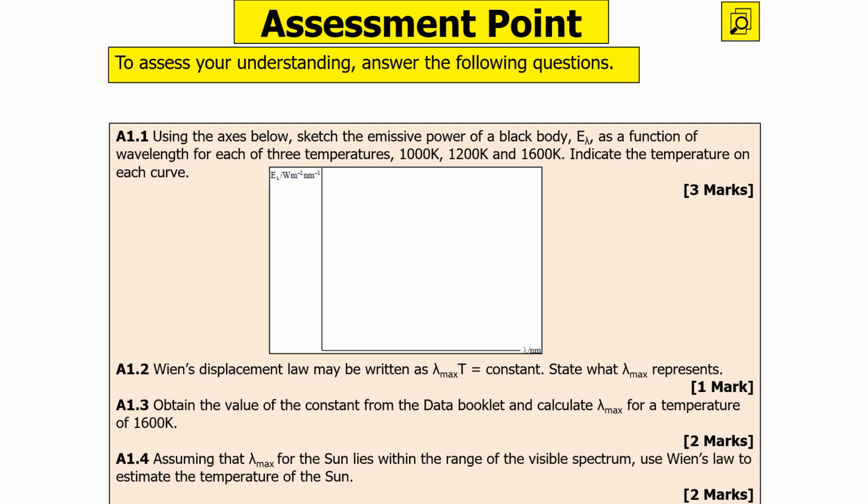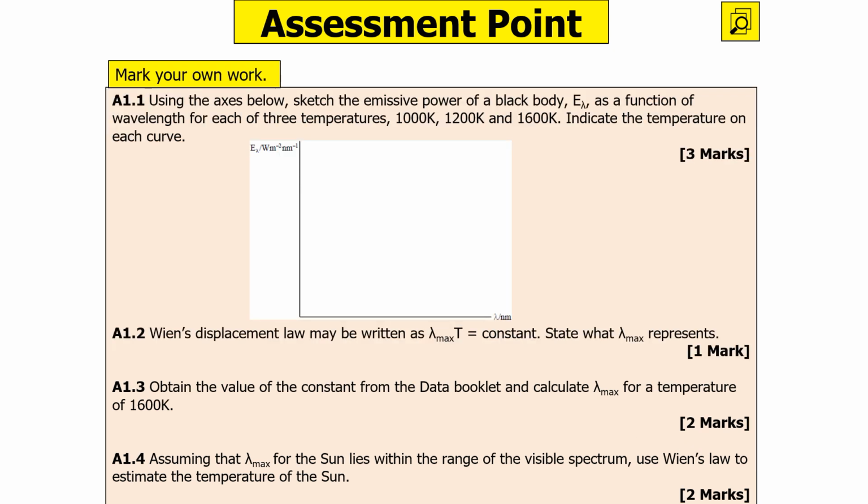Wien displacement law can be written as lambda max times T equals a constant. What does lambda max represent? Then obtain the value of the constant from the data booklet, 2.9 times 10 to the minus 3, and calculate lambda max for a temperature of 1600 Kelvin. And then assuming that lambda max for the Sun lies within the range of the visible spectrum, use Wien's law to estimate the temperature of the Sun. So pause the video now, then unpause the video when you want to go through your answer.